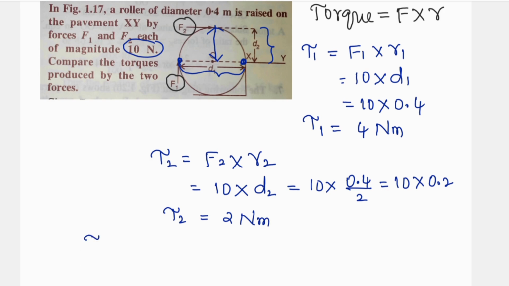Now let us see the ratio of these two torques, that is 4 by 2. This will be 2 by 1. But dear children, this has to be in ratio form. So tau 1 is to tau 2 is equal to 2 is to 1.